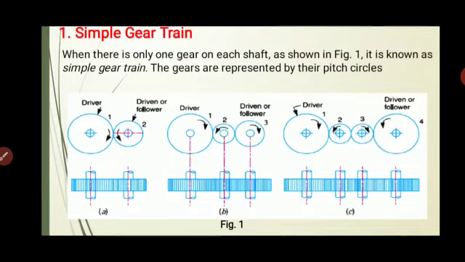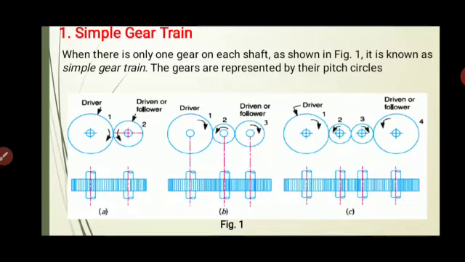In figure B, we have three gears: the driver, an intermediate gear and the driven gear. The motion from the driver is transmitted to the driven, and in between we have an idler gear. We can see that the direction of rotation of the driver and the direction of rotation of the driven are the same; they are rotating in the same direction.